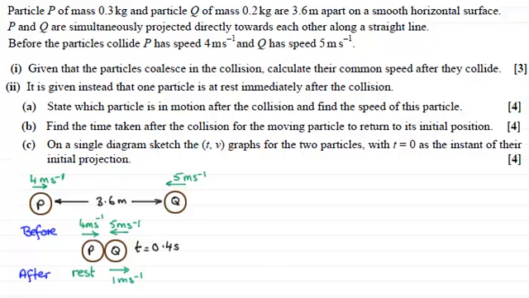So to do this, let's just set up our axes. We'll have our V for velocity here, and we'll have our time running across here. So t is measured in seconds and v is measured in meters per second. Let's start with particle P.